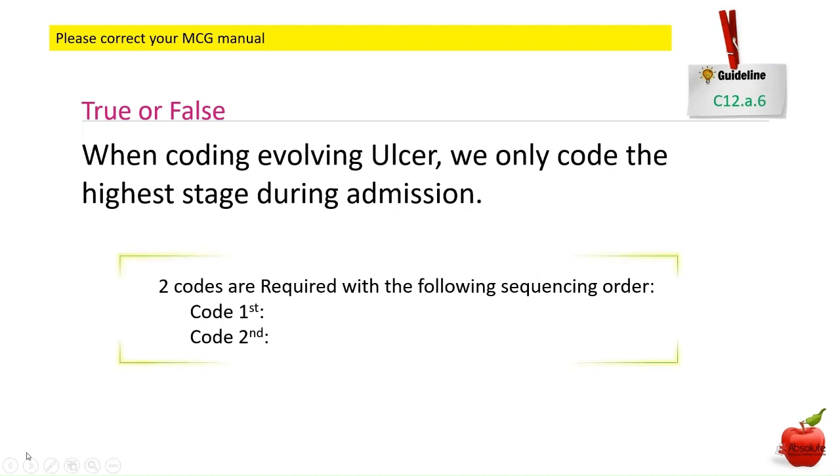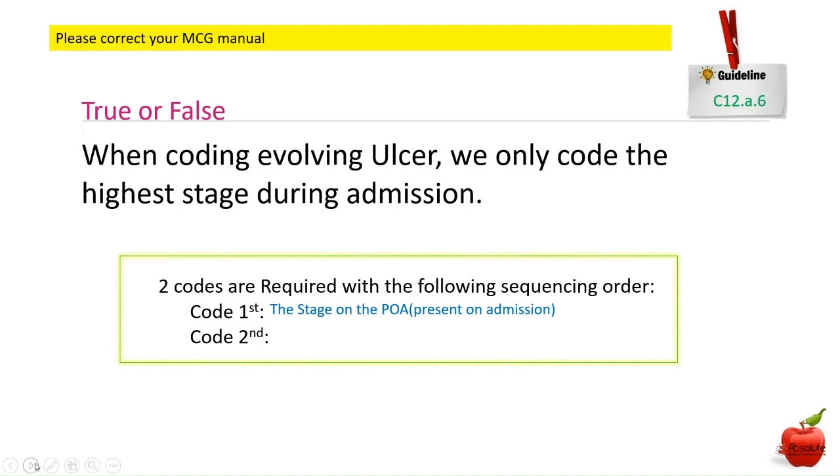The first code is going to be the stage on admission, which is POA, that is present on admission, and we are going to code the second code as well, that is the higher stage, which is the stage during the admission. So if it evolved from stage one to stage two, you have to code stage one first, followed by stage two. And it is also important to make these changes in your MCG manual.